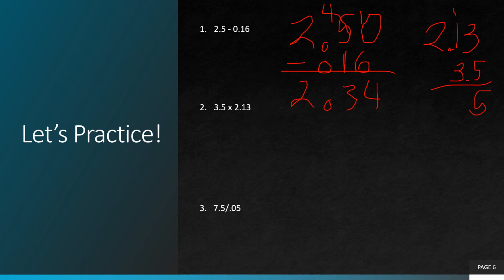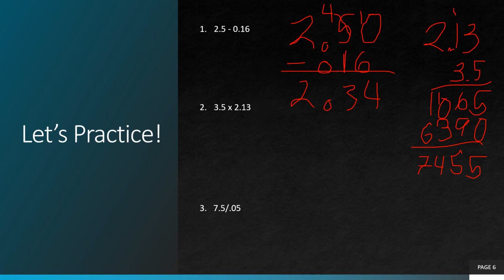5 times 3 is 15, 6, 10. Then we drop our 0 for the tens place. 9, 3, and 6. We add those up. We get 5. It's 15. Carry the 1, 4, and 7. So now we have the number 7455.